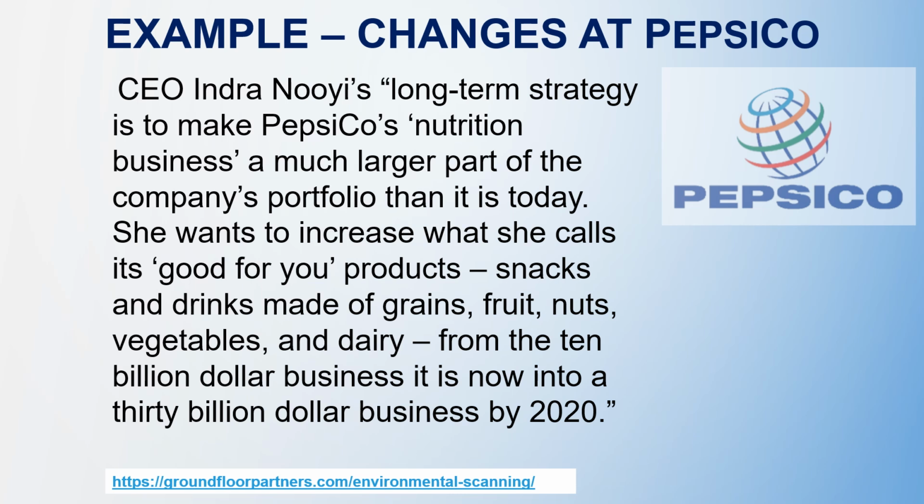Concluding their environmental scan analysis of PepsiCo, the Ground Floor Partners group concluded that the long-term strategy is to make PepsiCo's nutrition business a much larger part of the company's portfolio than they currently have. And what they're looking for is good-for-you products, snacks and drinks that are made from fruits, vegetables, and so forth. The idea is taking this from a $10 billion business that it is now to a $30 billion business by the year 2020.